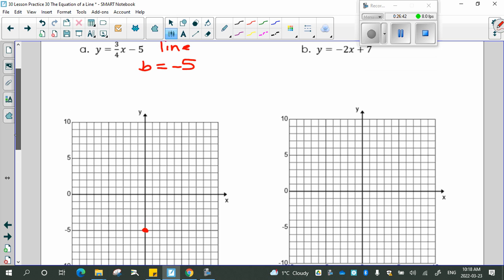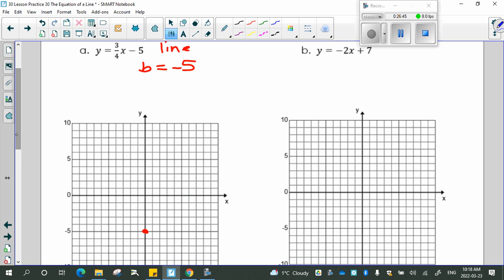All right, now this is where the magic happens. What's my slope number? 3/4, and that represents the rise over the run. So that means, it's so cool, from my y-intercept to get to another point on the line, I'm going to rise up 3 and run over 4. There is another point on the line. From this one, I'm going to rise up 3 and go over 4.